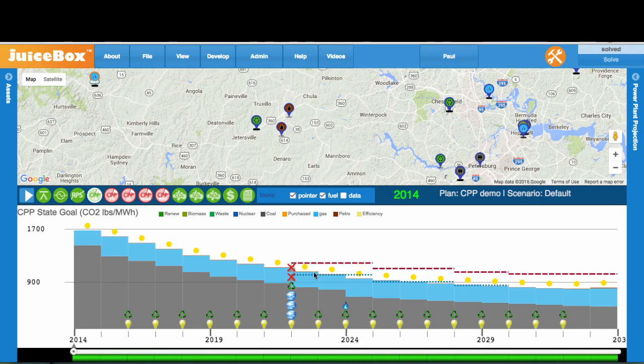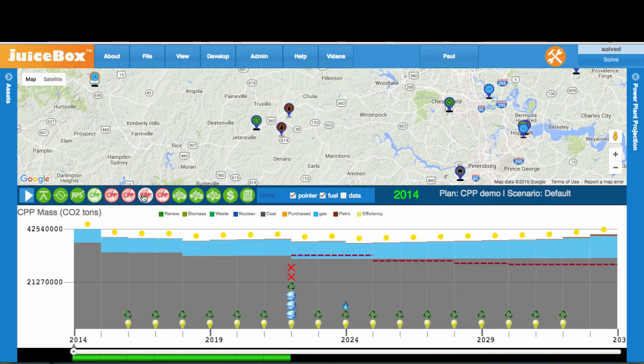The end result in this scenario is that the combined effect of these emission reduction measures were sufficient to comply with the emission standards for the state as a whole. Next, let's look at the mass-based approach.